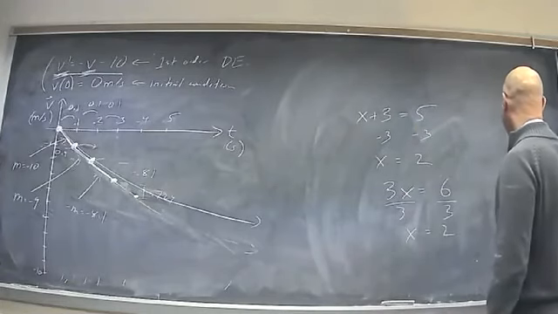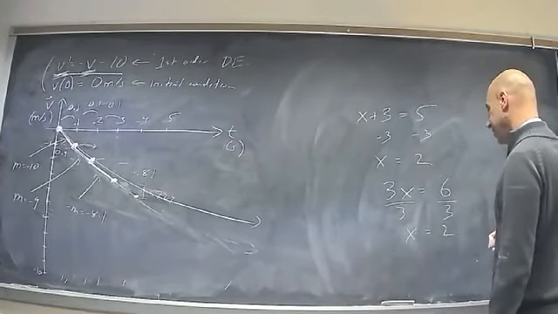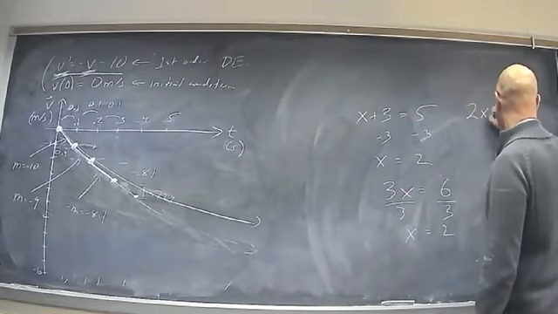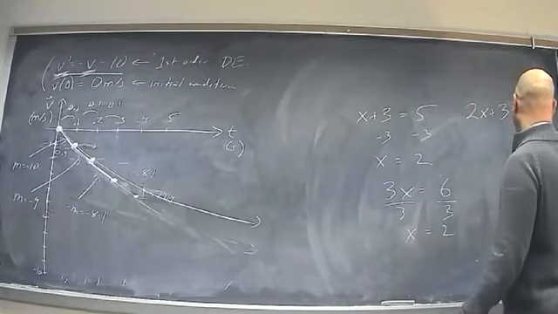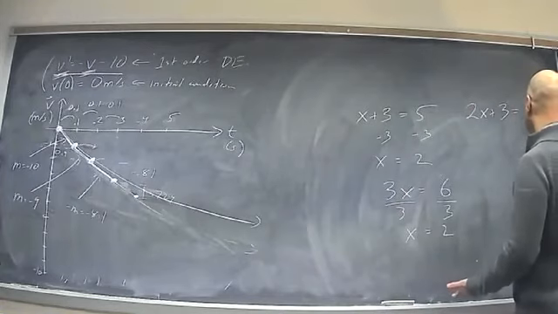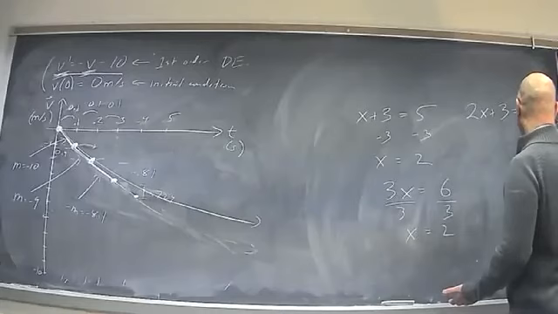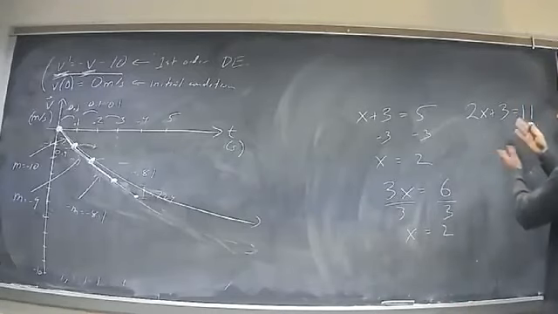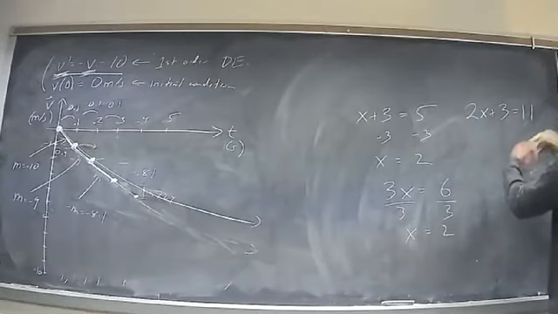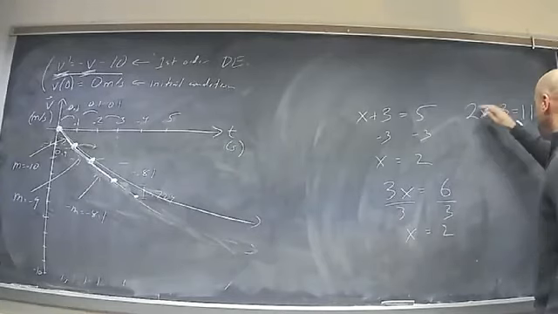What if I give you something like 2x plus 3 equals 9? Now let's make it 11. 2x plus 3 equals 11. Now there's two operations there, and you're going to slowly unpack the thing.